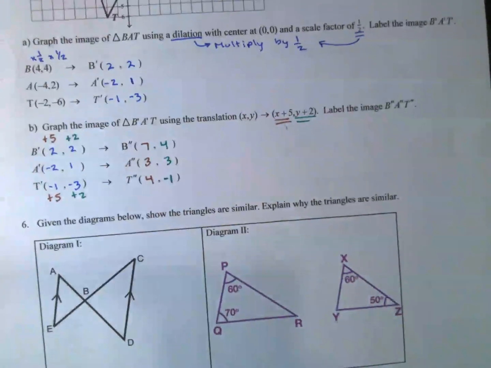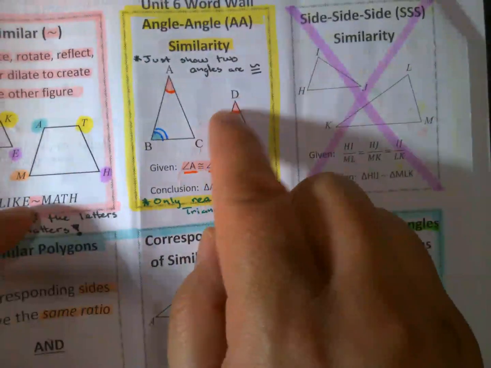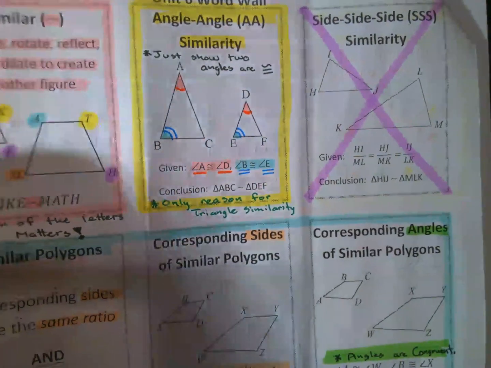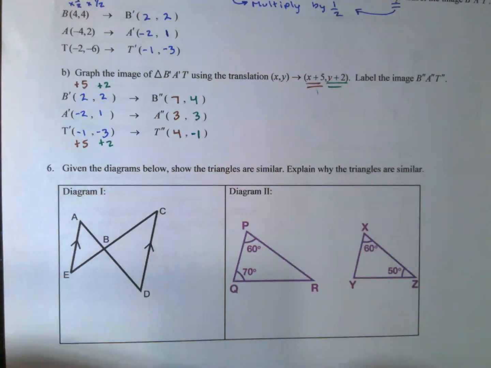So when they're asking for stuff like, hey, explain why these two triangles are similar, this is the only reason. And if you don't write this down, you're letting a point get away from you. So remember, they want me to show that two angles are congruent here.